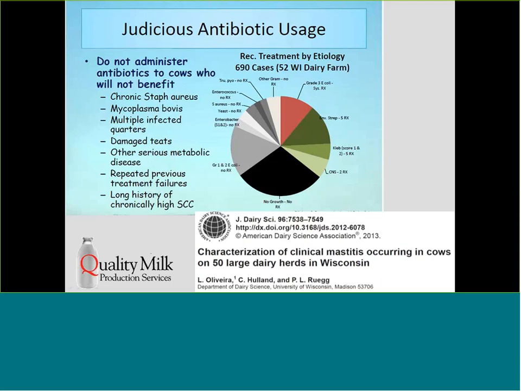Environmental streptococci, like Strep uberis, Strep dysgalactiae, they should be treated. Perhaps Klebsiella could be treated, but that's debatable. Coagulase negatives may be treatable, again debatable. So even if we look at this slice of the pie right here, these few slices, not a lot of cows are likely going to benefit from treatment.